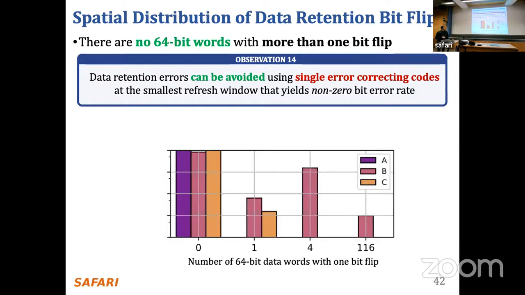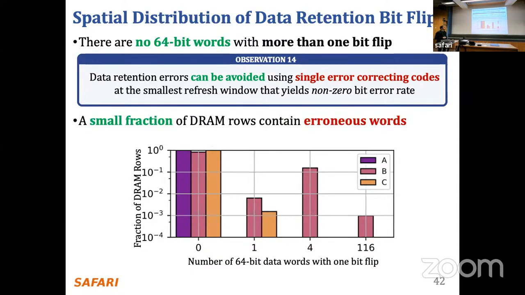And on this plot, we have the number of 64-bit data words with one bit flip on the x-axis. So this is like a histogram. And you see the fraction of DRAM rows on the y-axis. So we see where these erroneous 64-bit data words are located within the DRAM chip. And we observe that actually a small fraction of DRAM rows contain these erroneous words.